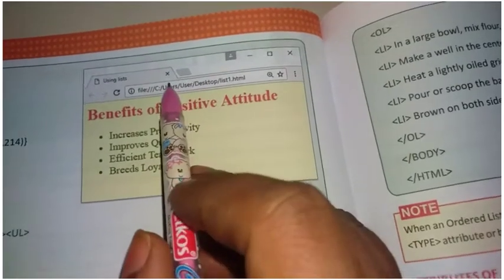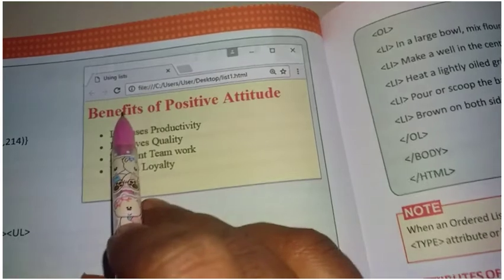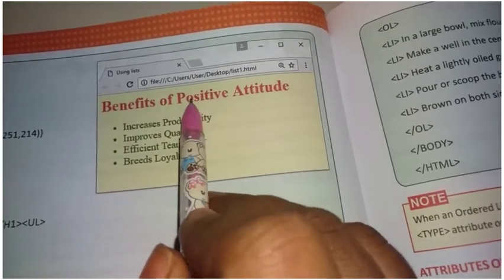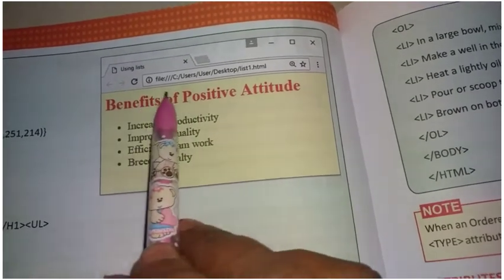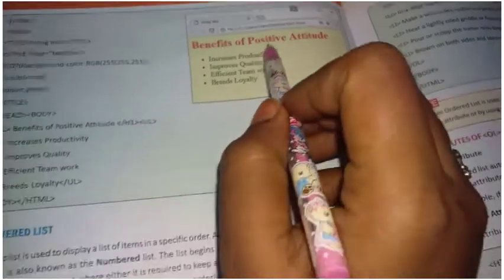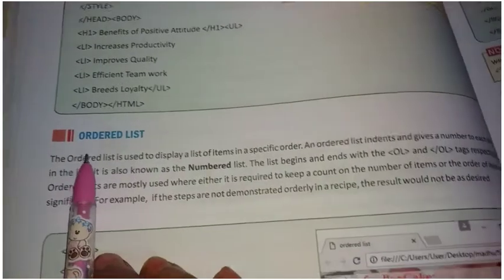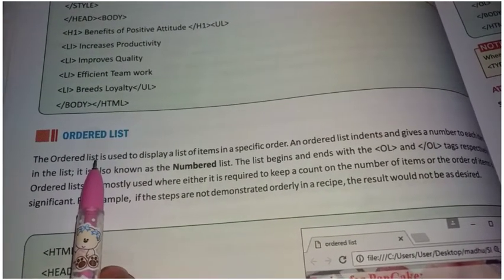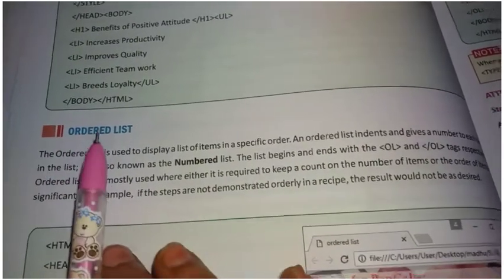HTML. Let's see this output here. So this is our path where we have stored our HTML program. This heading is in H1 format, which means heading level 1, and these are the list items in the unordered list. This is an example of an unordered list. Now let's see the ordered list. So what is the meaning of unordered list, children? Unordered list means it will display a list of items, not in numbered order.